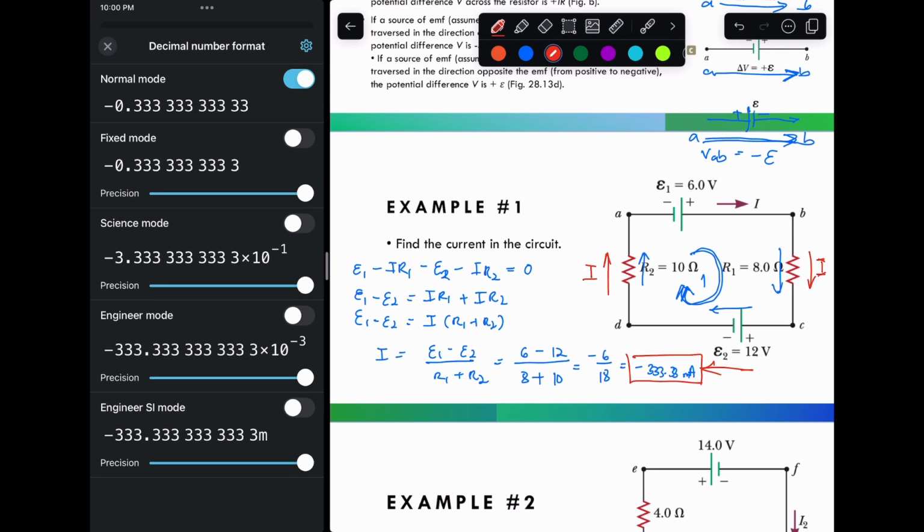So if we want to make that positive, we need to change our current so that it moves from right to left. Regardless of whether the current is positive or negative, it doesn't matter. It only tells us that if we have a negative value for the current, the direction is just the opposite of our assumption. Okay? So that is for example number 1.